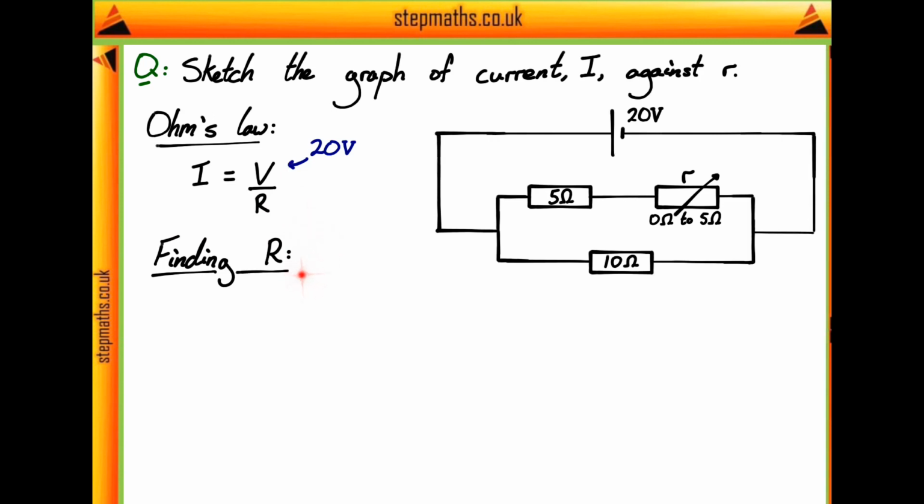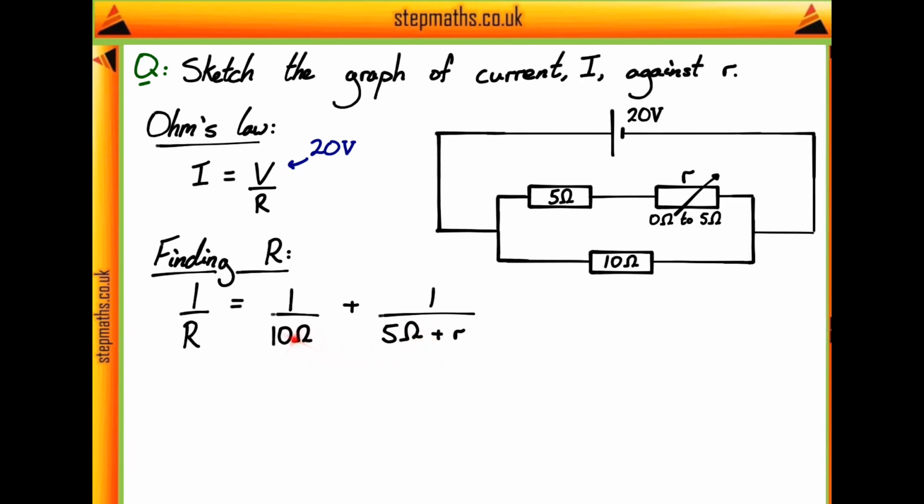To find our total resistance, we need to find the resistance of these 2 parallel sections of resistors. Whenever we have resistors in parallel, we have to use the rule of adding the reciprocals of our resistances to get the reciprocal of our total resistance. So 1 over the total resistance is going to be equal to 1 over our 10 ohm resistor, plus 1 over the resistance of this branch, 5 ohms plus R ohms.